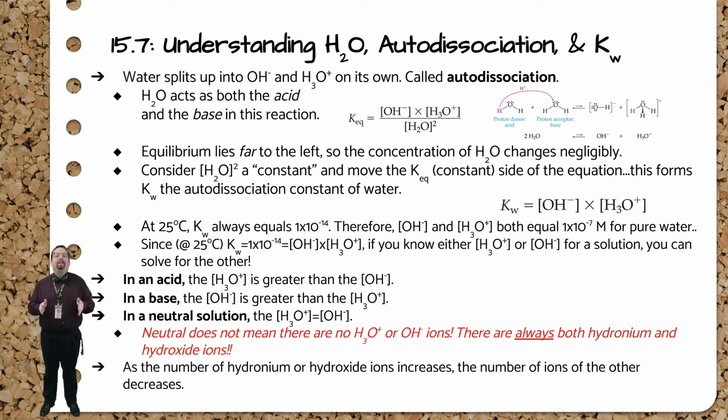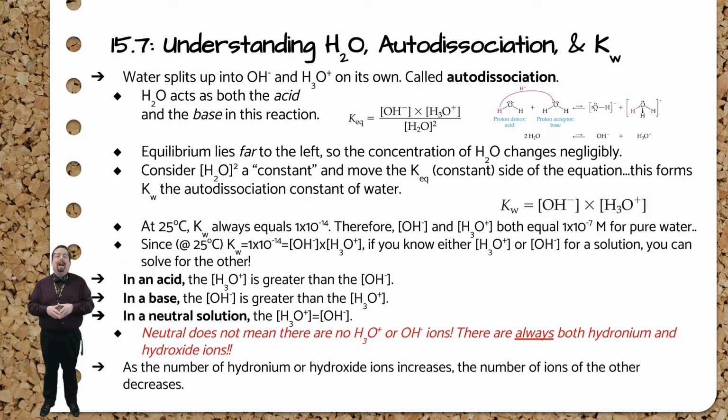When this reaction reaches equilibrium, it lies pretty far to the left. If we're to write the KEQ expression, it'd look like this. Since the equilibrium lies so far to the left that the concentration of water changes only a negligible amount, we consider the concentration of water to hold constant and just move it over to the KEQ side, which is full of constants. This gives us the Kw, or the auto-dissociation constant of water.